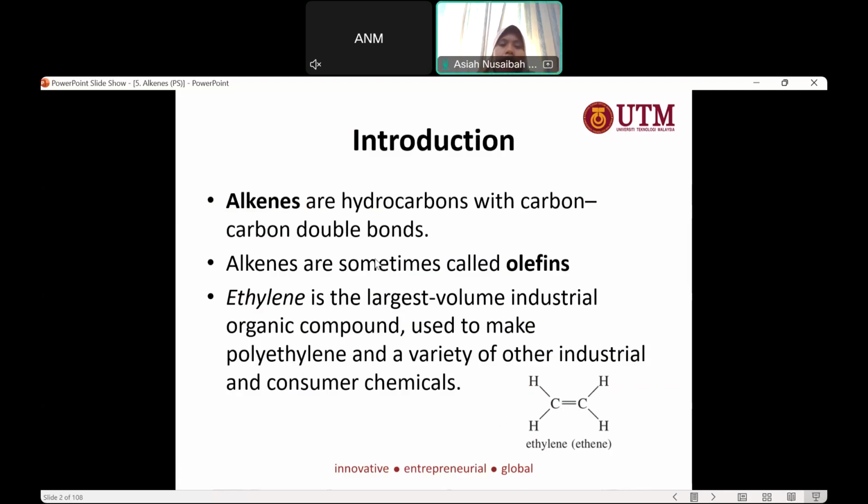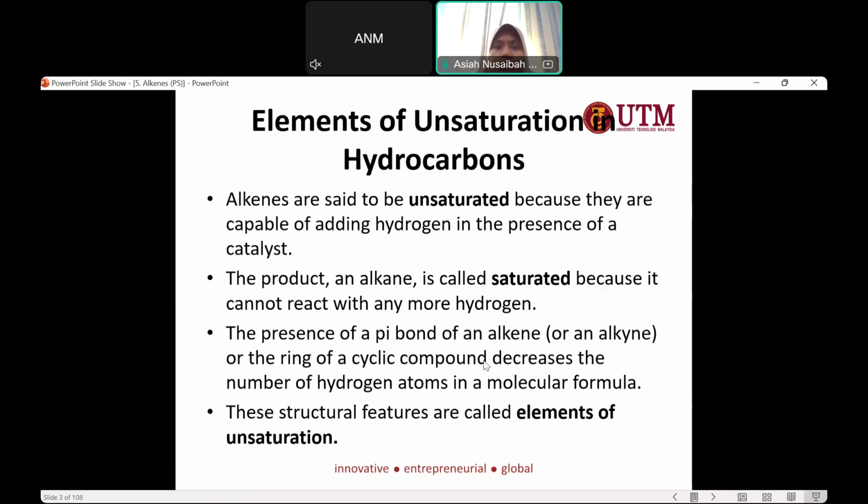And alkenes are sometimes called olefins. This ethylene is actually the largest volume industrial organic compound, used to make polyethylene and a variety of other industrial and consumer chemicals. As we know, we have saturated and unsaturated hydrocarbons.